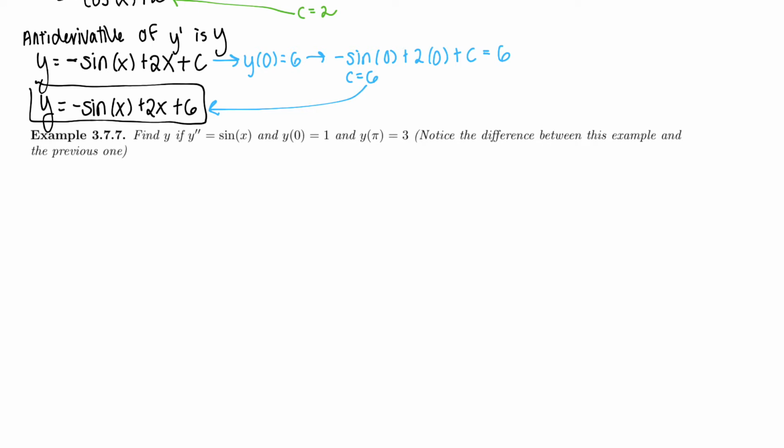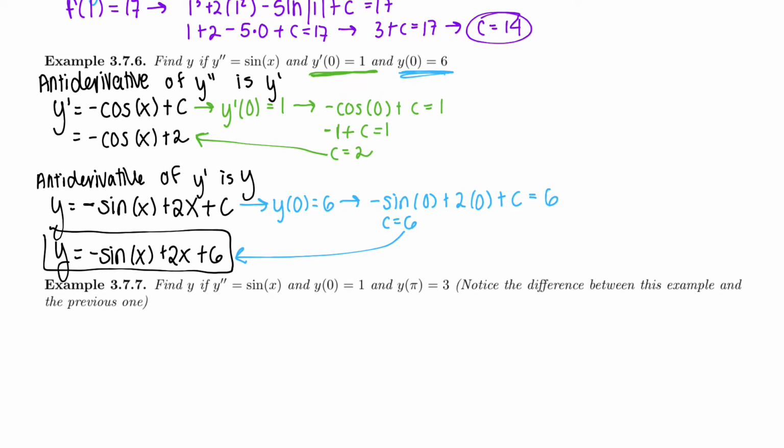So let's try this one. We had done a few, but we have y double prime is equal to sine x, and y of 0 is equal to 1, and y of pi is equal to 3. In the previous example, we did something similar. We had y double prime equal to sine. But notice in this previous example that we did, we had y prime of 0 is equal to 1 and y of 0 is equal to 6. So we had information about y prime and about y. The difference between these two is that in this example down here, we have information about y and y only.